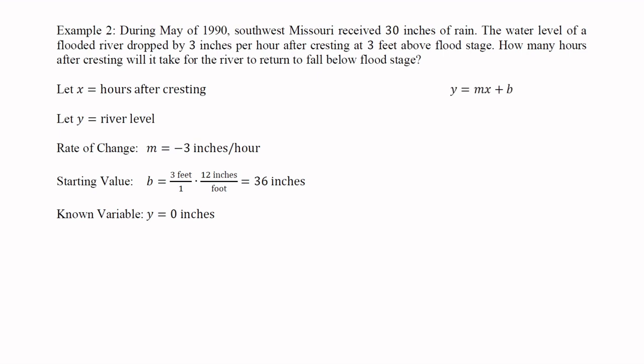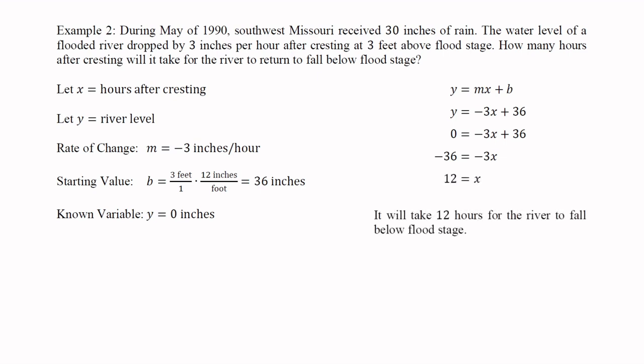So we take our slope-intercept form, we plug in our rate and our starting value, and then we plug in our known variable, which is our y. Now we can solve this for x. Subtract 36 from each side and divide each side by -3, and we get x equals 12. So it will take 12 hours for the river to fall below flood stage.